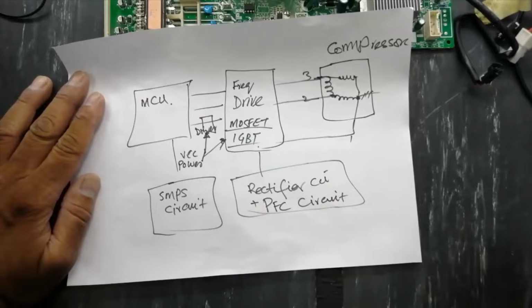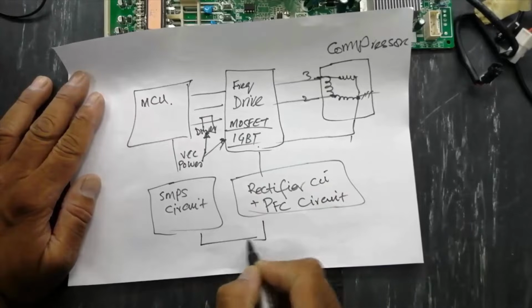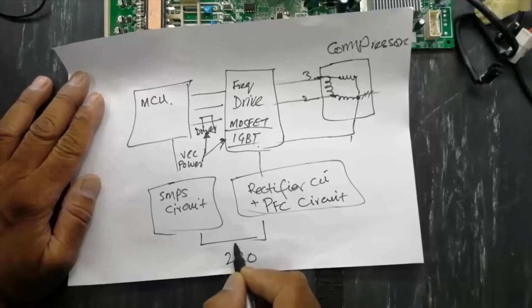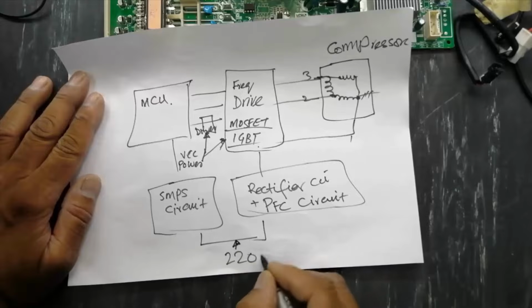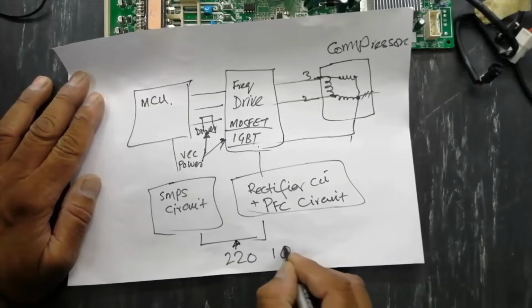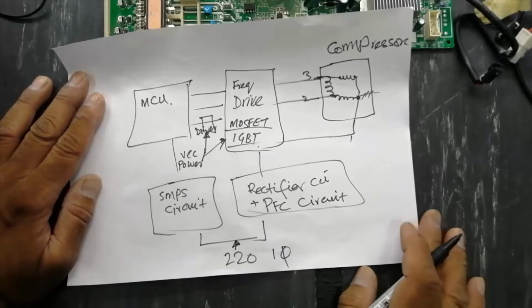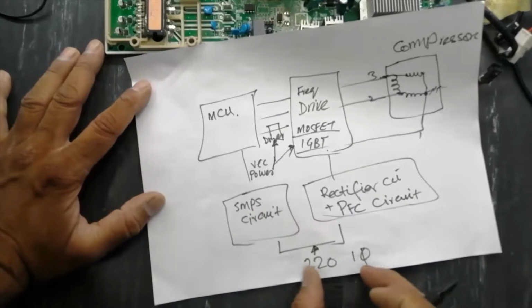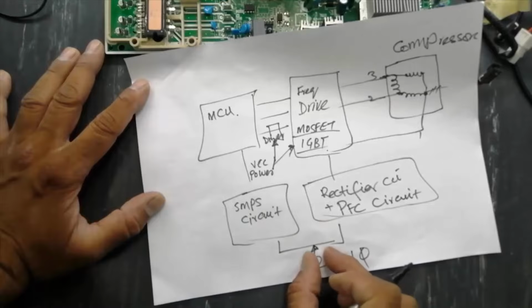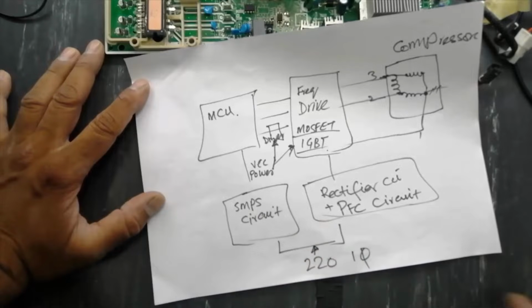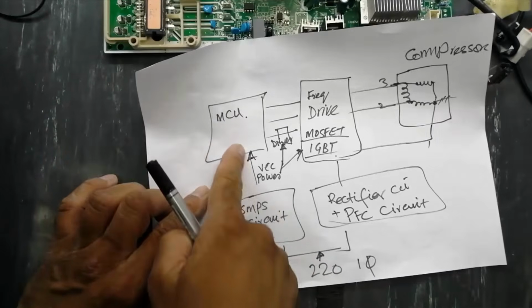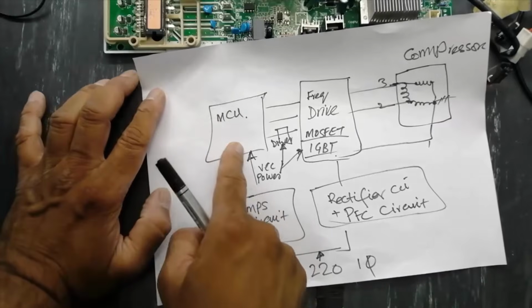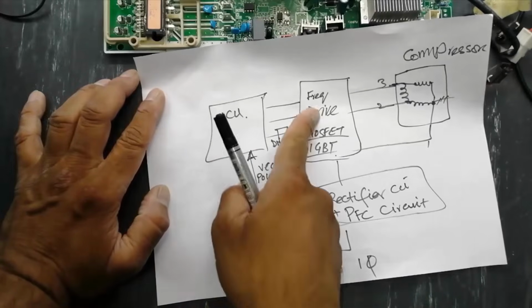This rectifier will take 220 volt, single phase, line and neutral. So it will apply 220 volt. This circuit will convert it to low voltage for the MCU, VCC, and the frequency drive.